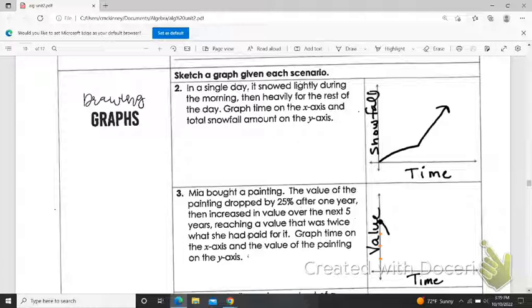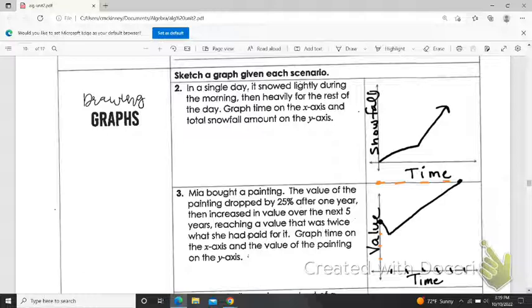And then it increased in value over the next 5 years, reaching a value that was twice what she paid for it. So now, if this was 1 year, 1, 2, 3, 4, 5 more years, and it's supposed to be twice as high as this was. Well, I didn't leave myself quite enough room, but let's see, about that much. So about up here, it needs to get about that high. So from here it dropped, and then over these next years it got up here, so that if I looked across, this would be about twice as high. I wondered why on my picture, it's been a while since I did that, why did I start so low? Now I know why I started so low.